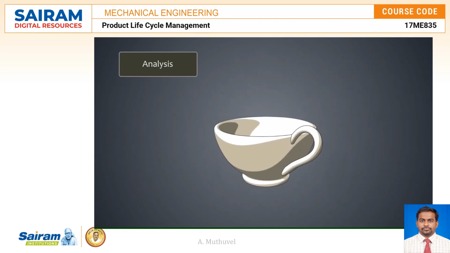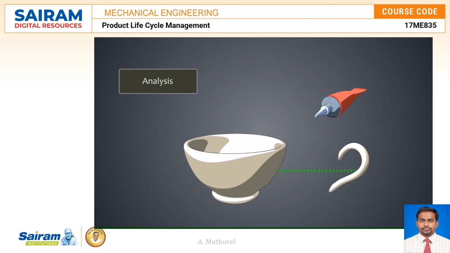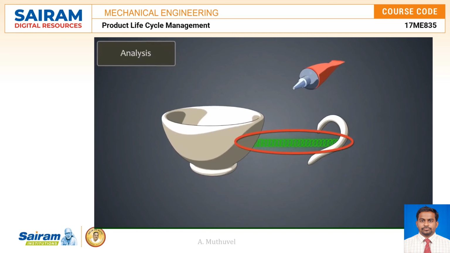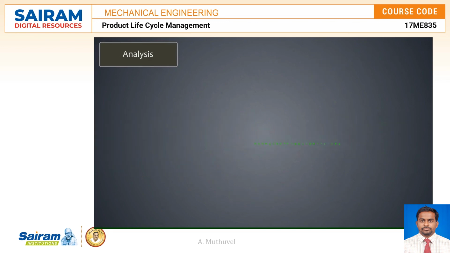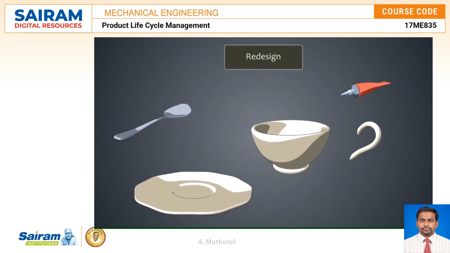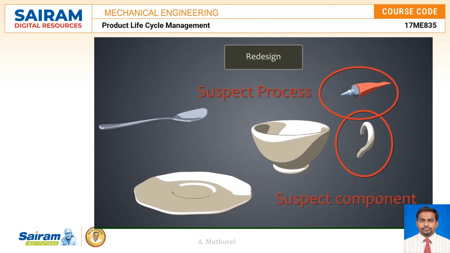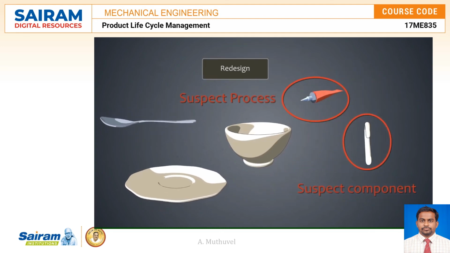If the answer to each of the 3 elimination questions is no, then the component, in this case the ear, becomes a suspect component and a candidate for integration with another component. Consequently, the process of gluing the ear to the cup also becomes a suspect process. If during the analysis phase, components or processes are marked as suspect, then a redesign can be considered. In our example, we marked the ear as a suspect component and the gluing of the ear to the cup as a suspect process. So now we ask ourselves, is there any way we could eliminate these suspects while retaining the functionality of the product and perhaps even improving it?